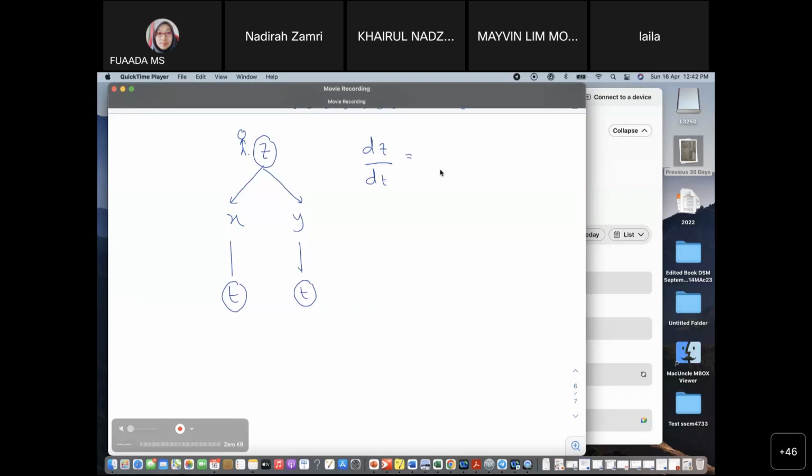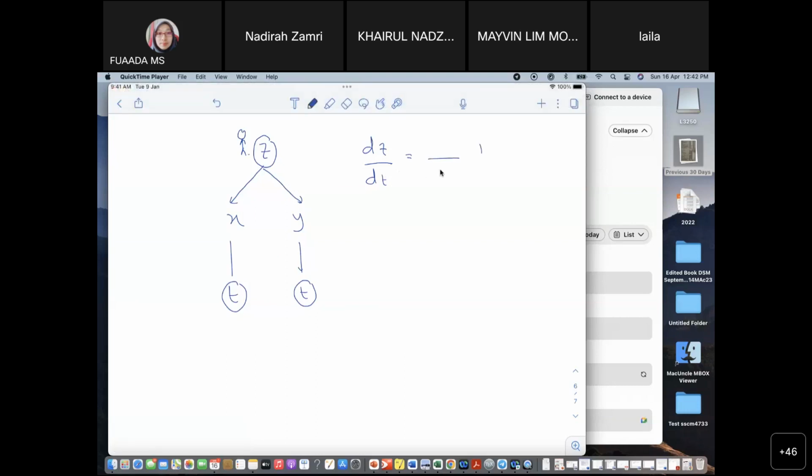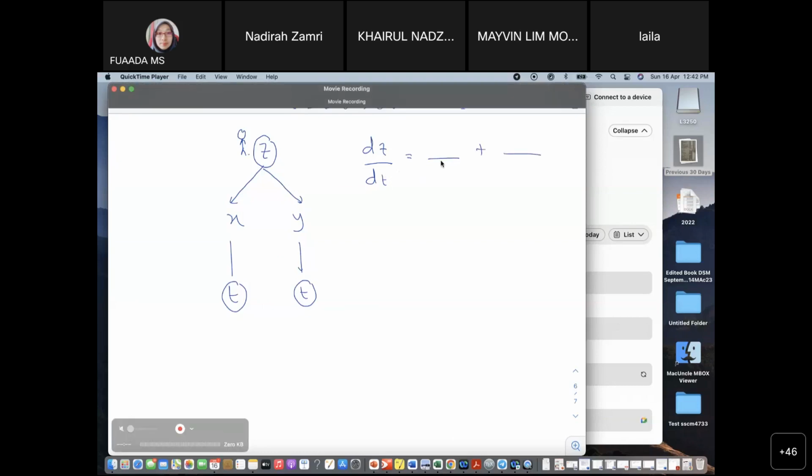So, two routes mean in your formula there will be two terms. If three routes, three terms here. Now you have two routes, X and Y, through X and through Y. So, in your formula, you should have two terms. This one and this one.